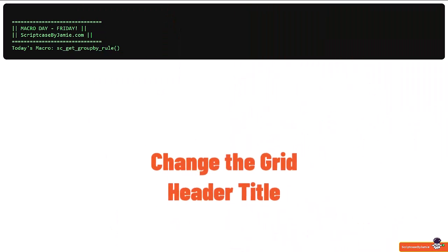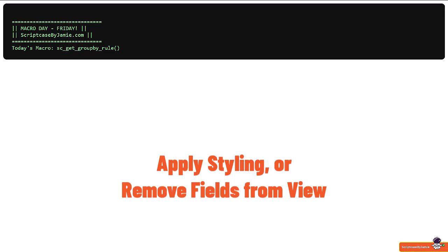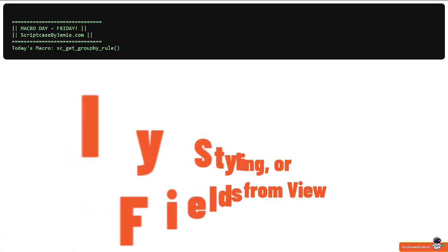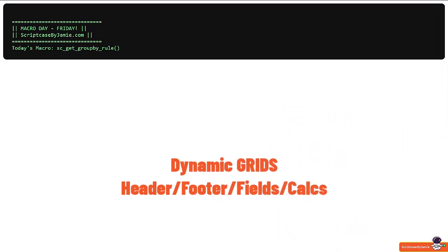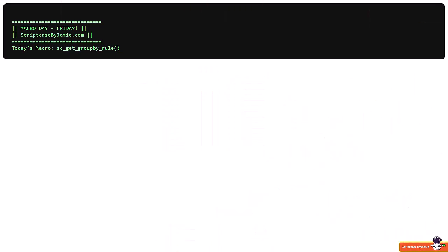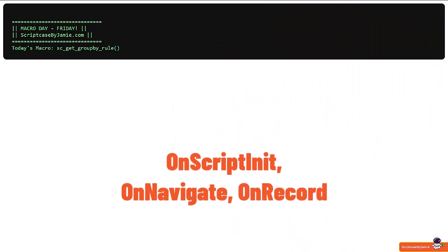And then with that, you can change the title, maybe apply some styling, or whatever it is that you want to do to customize the look of that grid with your current group by rule. So it's pretty awesome, and it really makes your grids super dynamic. With that, you can more than likely think of various use cases such as dynamic headers, conditional logic applied to the UI, and of course tweaking the hell out of that to make it look awesome for your end users. And where to use it? Well, you can use it on the onScriptInit, onNavigate, or onRecord.